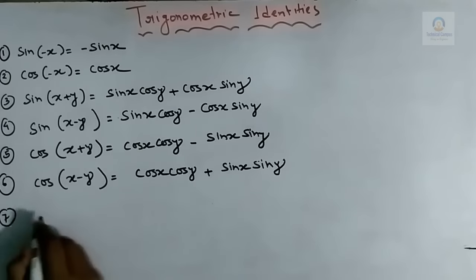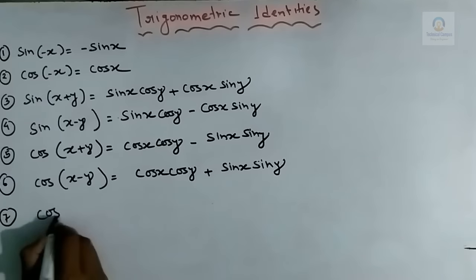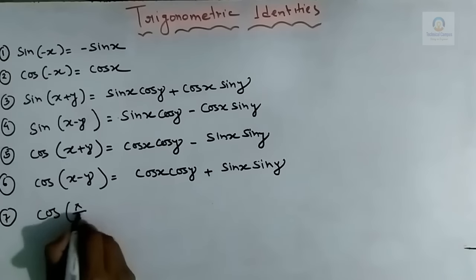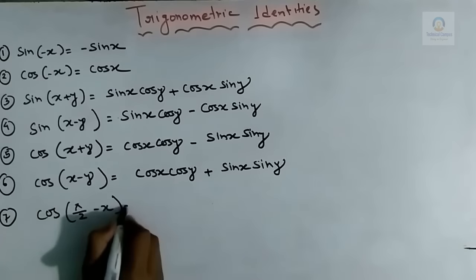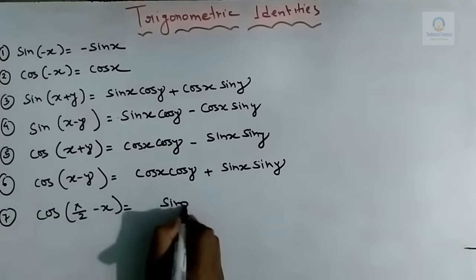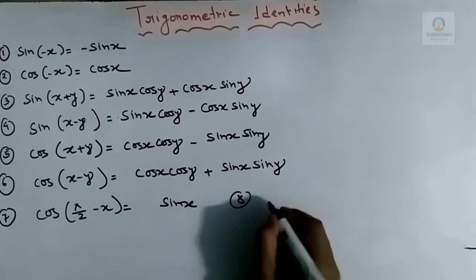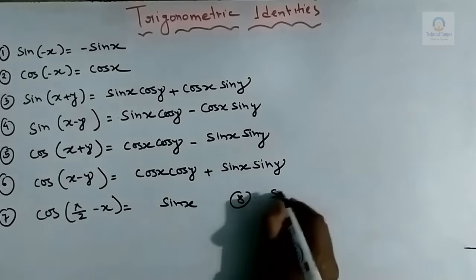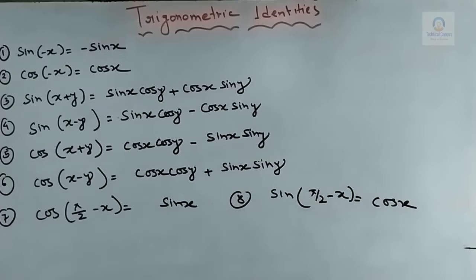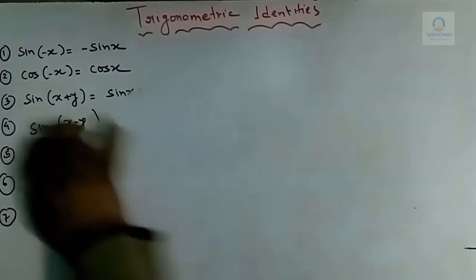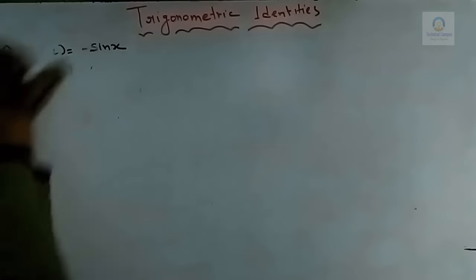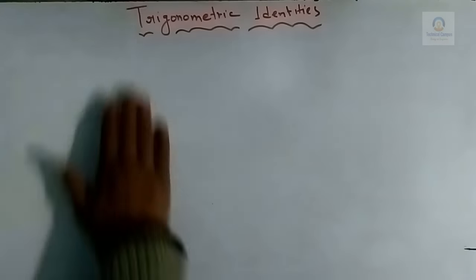Number 7 is cos of 90 degree minus x is equal to sin x. Similarly, sin of 90 degree minus x is equal to cos x. So all these formulas are very simple. We will use all these identities in various problems of integration. So let us learn some more.